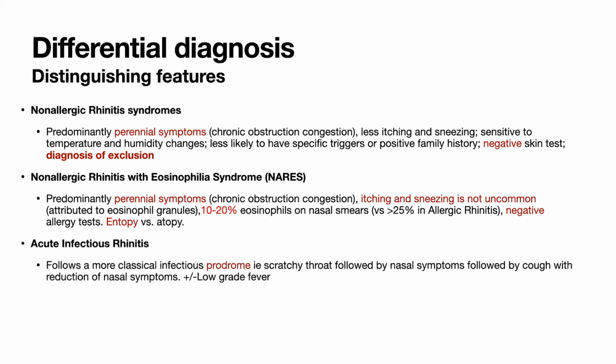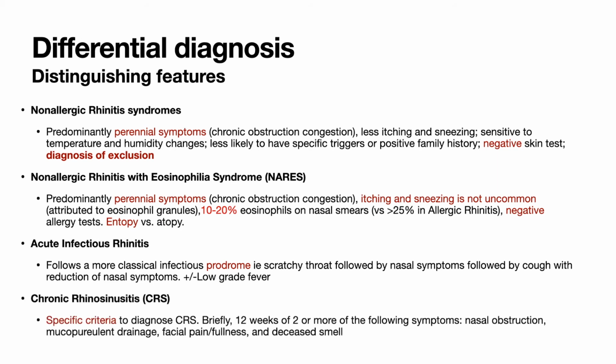Moving on, another possible diagnosis may be acute infectious rhinitis. However, this follows a more characteristic prodrome. And finally, chronic rhinosinusitis may be on the differential. However, there are specific criteria to make this diagnosis, which you can pause the video and read.